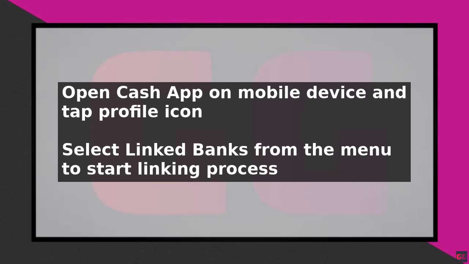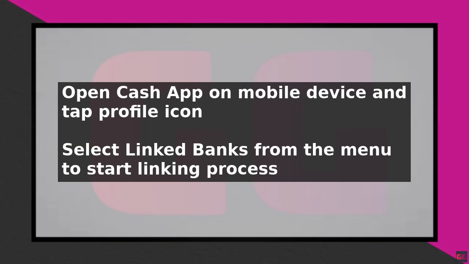To add a debit card on Cash App, start by opening the application on your mobile device. Tap on the profile icon located at the top left corner of the screen. Then select Link Banks from the menu. Next, tap on Link Bank and choose Debit Card from the options provided.